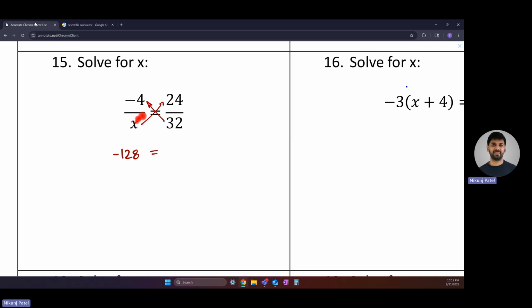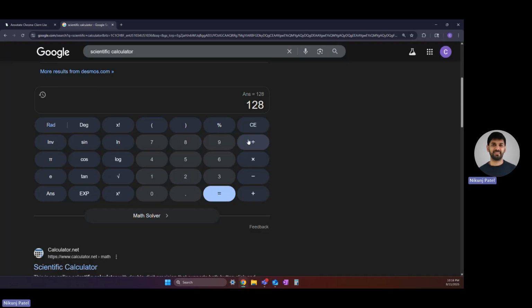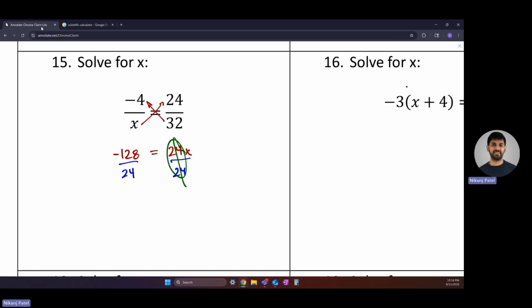equals, and then when I do x times 4, I get 24x there. And now we just have a simple divide by 24. Divide by 24 on both sides. The 24s cancel. Then we have 128 divided by 24. We have 5.33 as our answer here. 5.33 equals x. Now, depending on the question, you may not see a decimal.